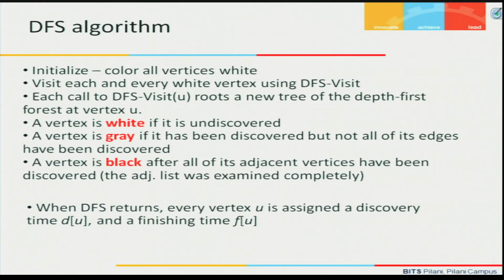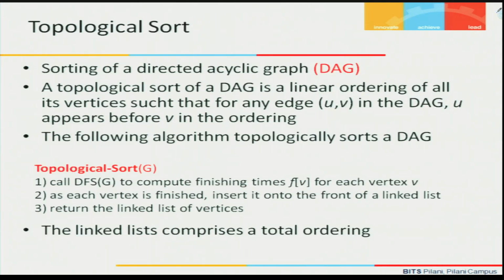Now, this particular time stamping is going to be useful in understanding the order in which the tasks have to be accomplished or in which the vertices are going to be arranged. So, let us look at a directed acyclic graph. A topological sort of a directed acyclic graph is a linear ordering of all its vertices such that for any edge u, v, u appears before v in the ordering.